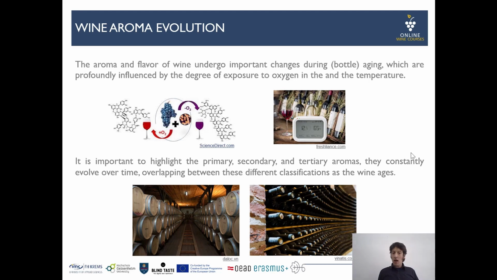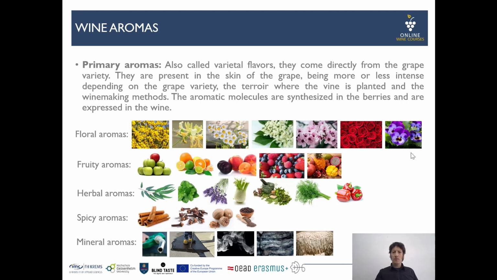It is important to highlight the primary, secondary, and tertiary aromas. They constantly evolve over time. Sometimes there's an overlap between these different classifications as the wine is aging. What does that mean in detail? While talking about aroma, we definitely have to carefully differentiate where those aromas are derived from when it is about the potential wine aroma.